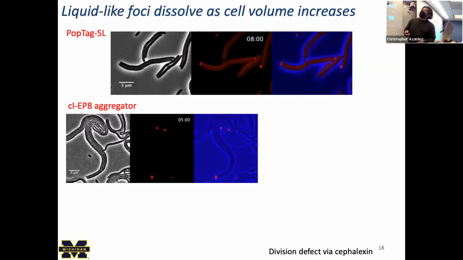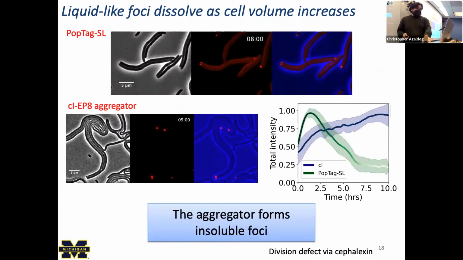For the C1 aggregator, however, after doing the exact same assay, we don't see any differences in the signal of this focus. And so I can quantify this by detecting and tracking these foci over time and measuring their total intensity. So on this plot, what I'm showing you is the normalized total intensity. In blue, we have these C1 aggregates that over time actually tend to increase in signal, but it's quite stable over a period of 10 hours.